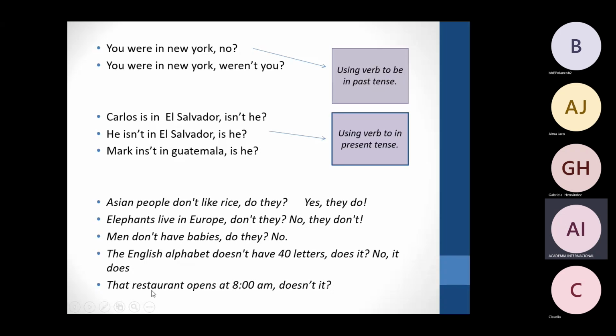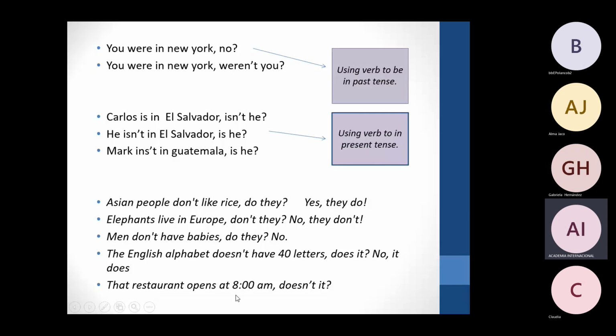That restaurant opens at 8 a.m., doesn't it? Ese restaurante abre a las 8, ¿no? Es como que algo que ya yo ya sé, pero nada más quiero confirmar. That restaurant opens at 8 a.m., doesn't it?